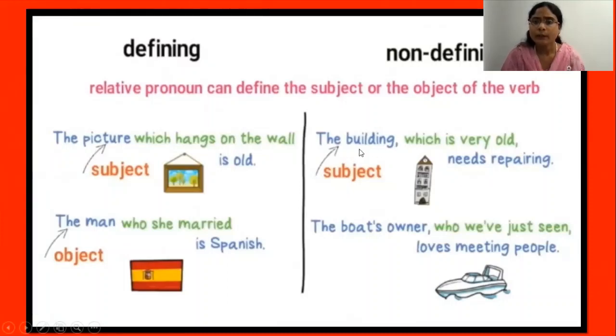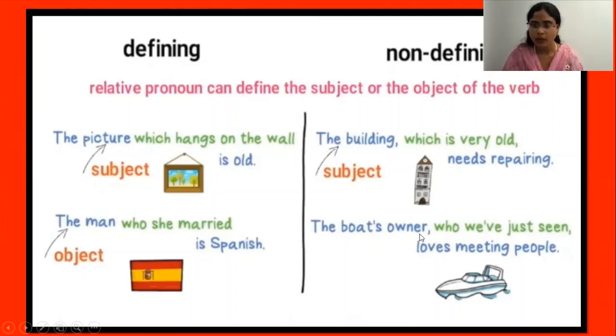Here, the building, comma, which is very old, needs repairing. Here, the relative clause is preceded and followed by commas. If I simply say the building needs repairing, the sentence is complete. Which is very old gives additional information about the building. And the major difference which we see in a non-defining relative clause is we find commas in the sentence.